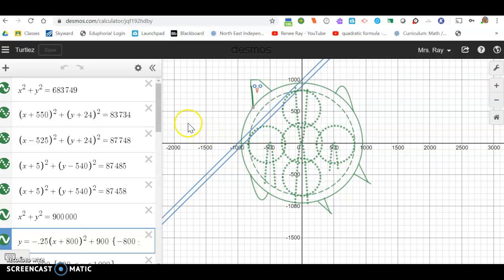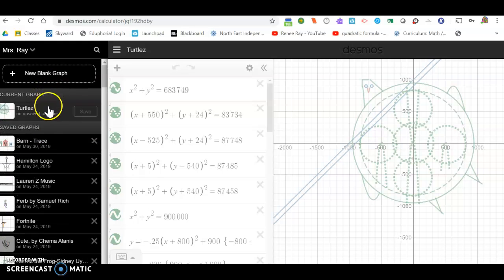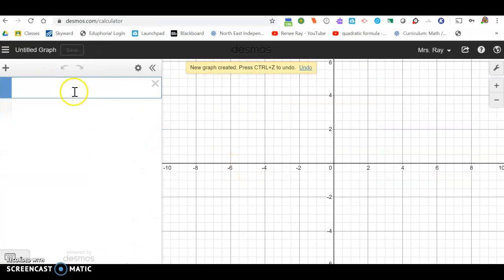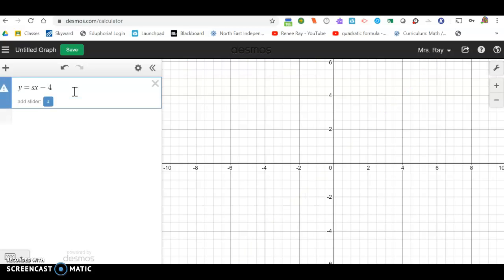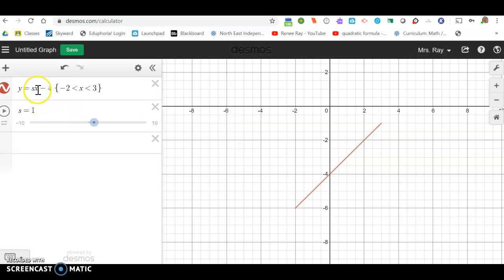Now keep in mind, this does not save automatically. Okay, so that's a super duper big deal. You know, what did I have earlier? 2x minus 4. If you do not hit save, ladies and gentlemen, you're going to be very frustrated because if you don't hit save, it's not going to do it.